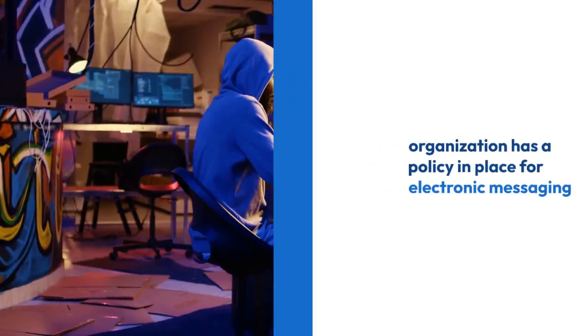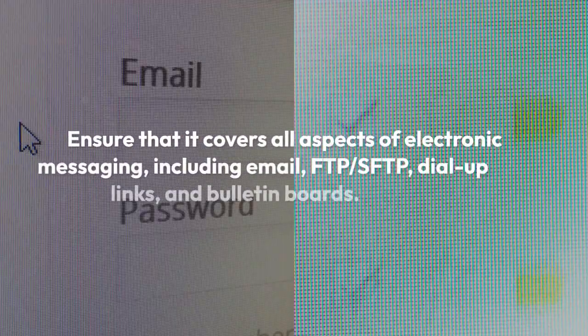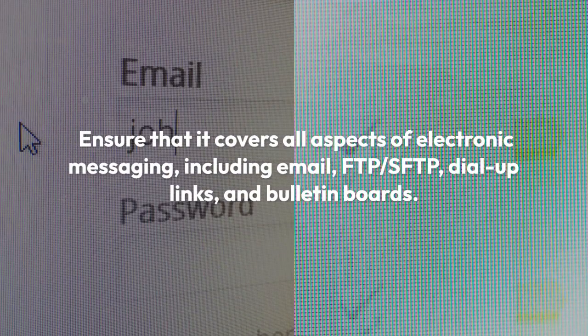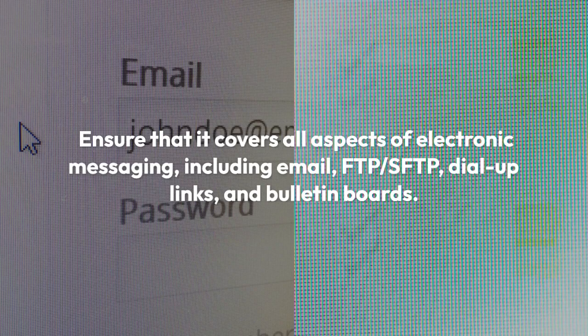Sample checklist. Policy review. Check whether the organization has a policy in place for electronic messaging. Ensure that it covers all aspects of electronic messaging, including email, FTP, SFTP, dial-up links, and bulletin boards.